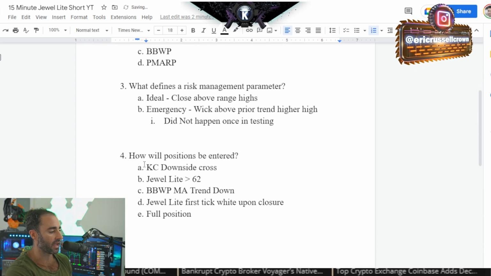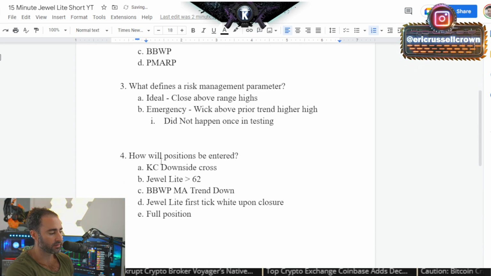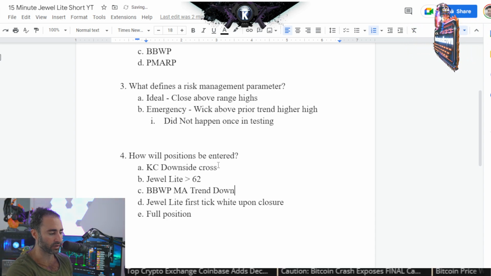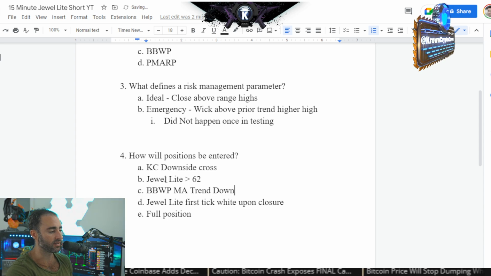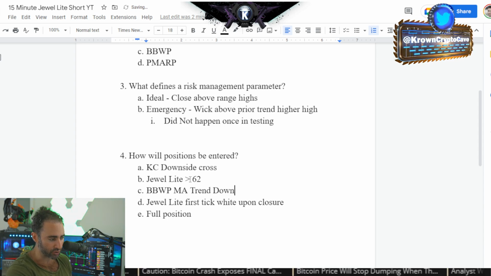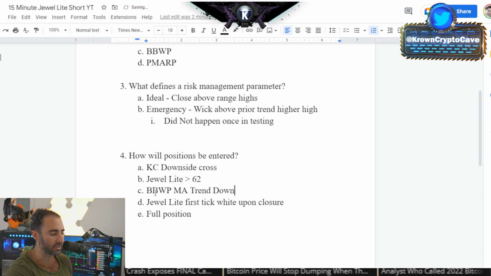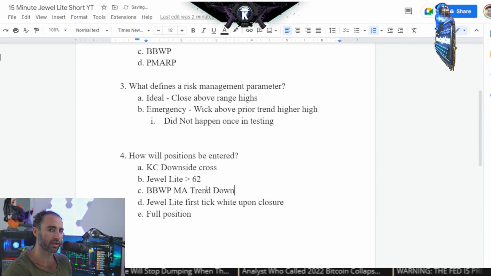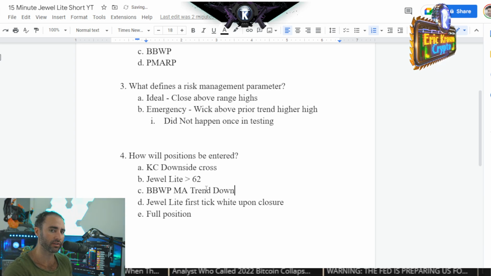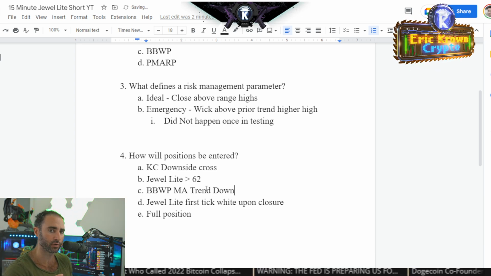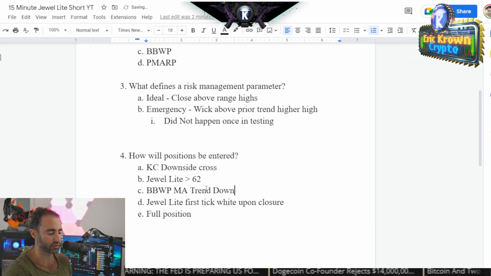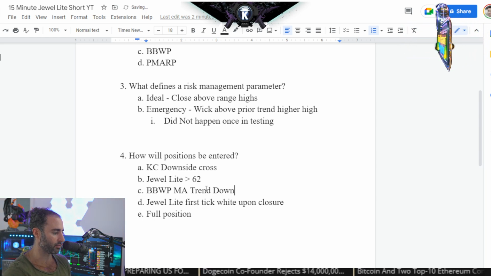Other than that, how will positions be entered? First things first, we want to see the Krown cross to the downside. That's what essentially gives the green light to the next few conditions. We need to see the Jewel Lite above 62 at that point, and then the BBWP moving average trending down. So I define a trend down as a decrease in the closure over closure for the moving average number, which sounds like a mouthful, but it's actually very easy once we get into a few examples.